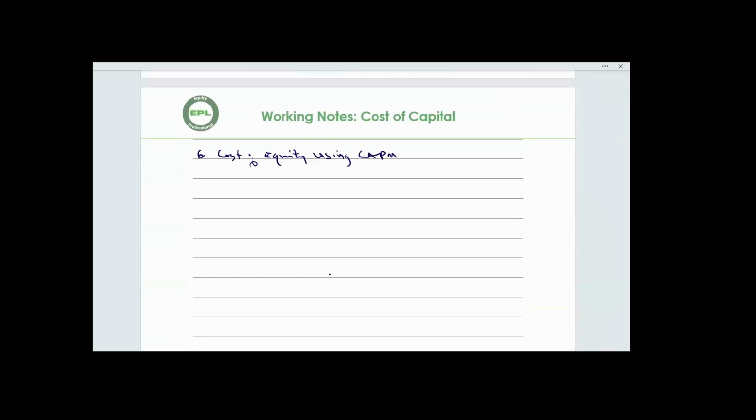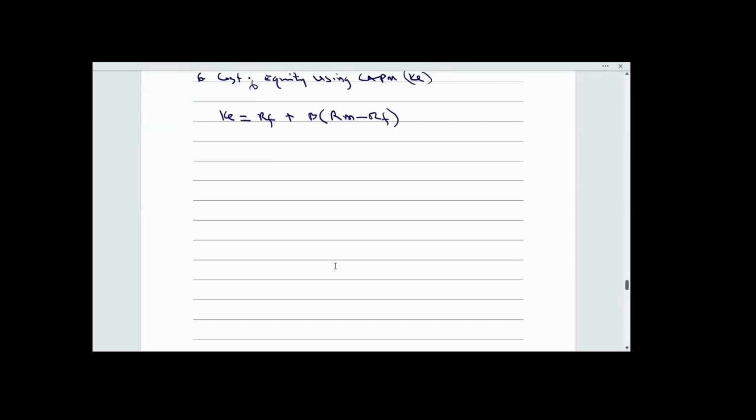Capital asset pricing model, KE. Therefore, KE equals the risk-free rate of return plus beta times the market return minus the risk-free rate of return. All right. So, cost of equity, I'll go back to the question.